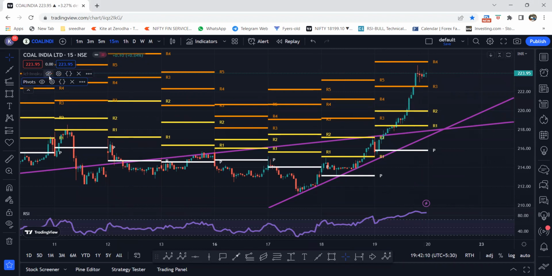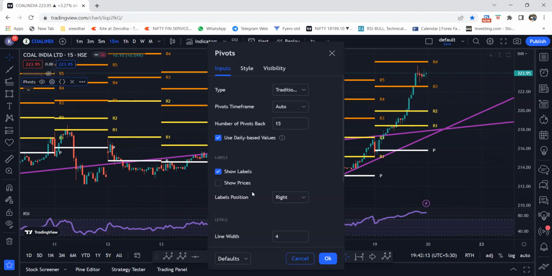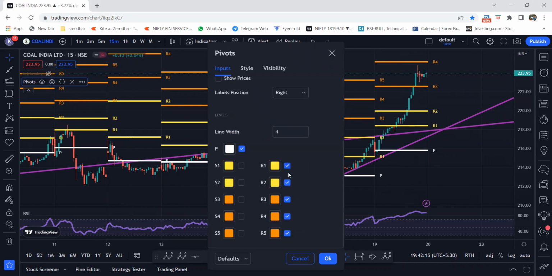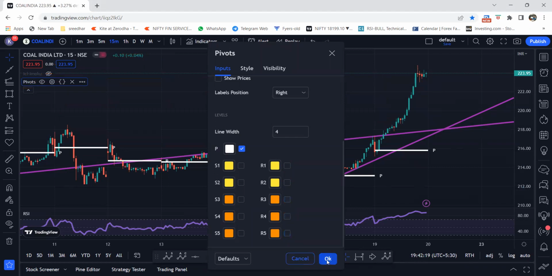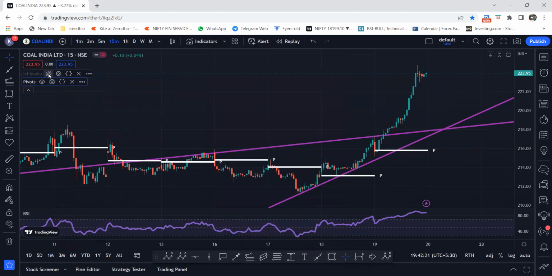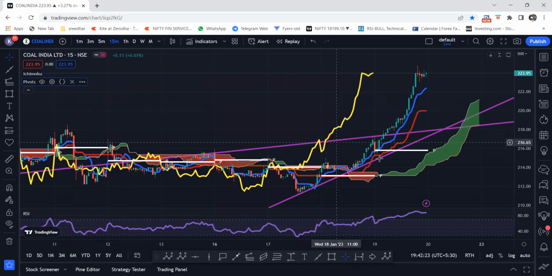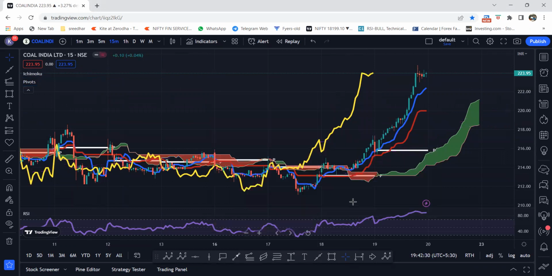Now, I'll explain in the same chart how the Ichimoku will also arrive at the same logic. See, here is a very simple thing. I have enabled the Ichimoku chart. In the 5 minute candle and the 15 minute candle, the price should be above the cloud. That is the first typical indication to take up the long position.